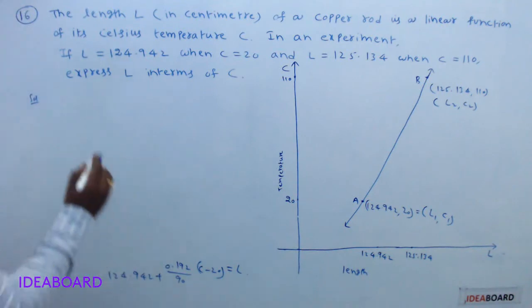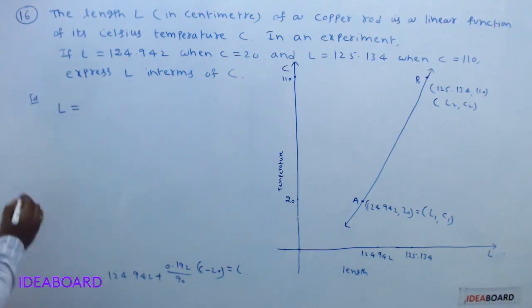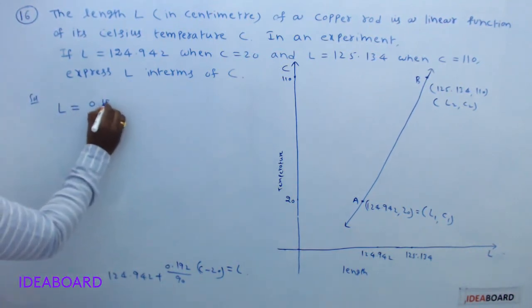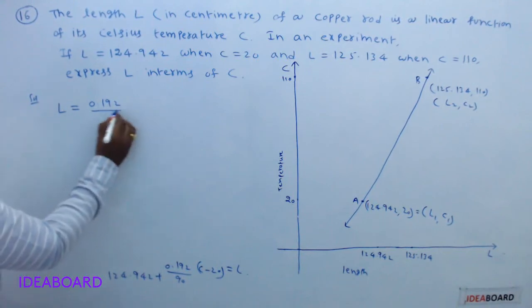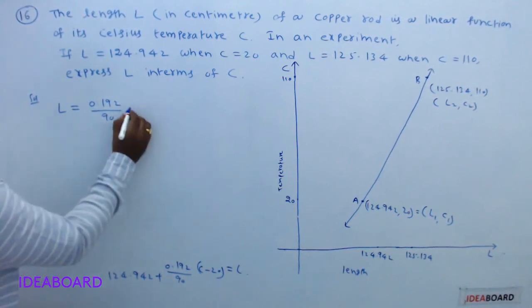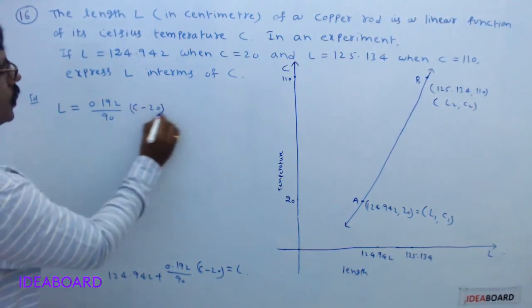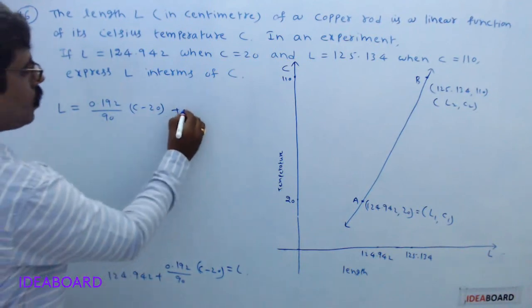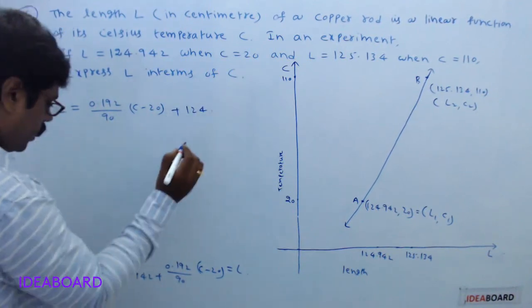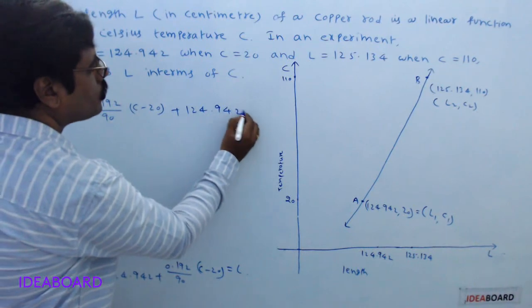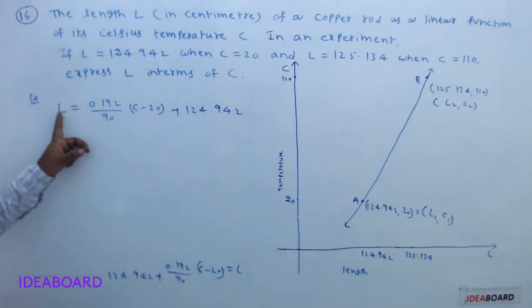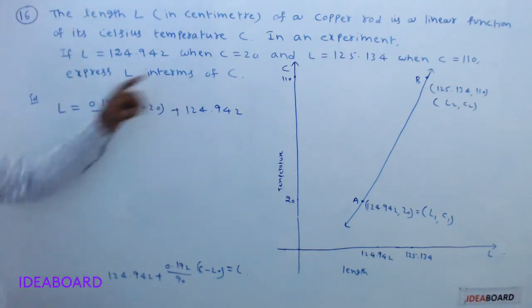So write down the conclusion part. L equals 0.192 divided by 90 into (C minus 20) plus 124.942. So the L value is in terms of C.